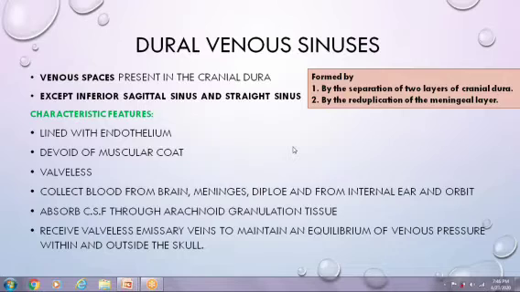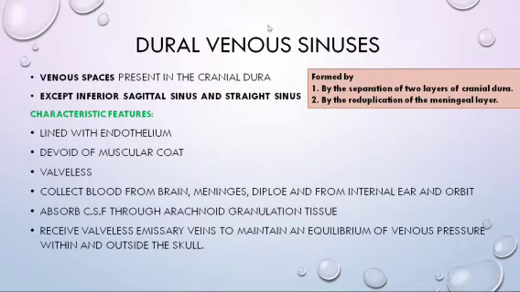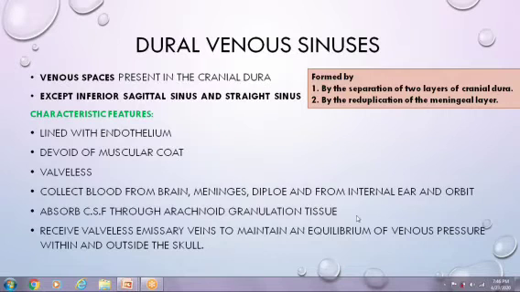The skull bone, it is thick, it has two layers, outer layer and inner layer. In between you have a tissue that is called diploic tissue. So that diploic tissue will have diploic veins. So that's why the diploe is nothing but a middle layer of the skull. Okay, it's like a spongy tissue between the outer and inner layer of the skull. It also absorbs CSF through arachnoid granulation, and it also receives valveless emissary veins to maintain an equilibrium of venous pressure within and outside the skull.